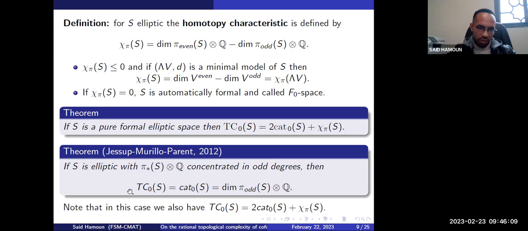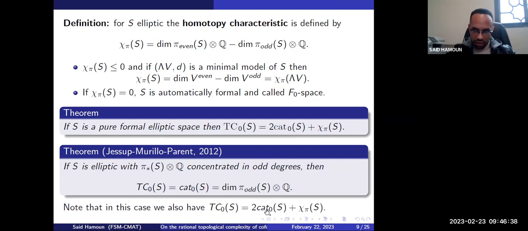In this theorem, the space may be non-formal and not necessarily pure. And it's worth also noting that under the same conditions of this theorem, TC0 of S can be expressed in terms of rational Ellis category, and we have TC equals 2 times cat plus chi pi.